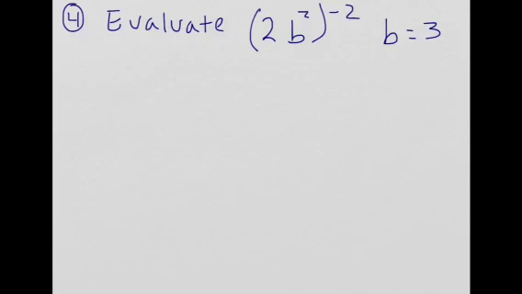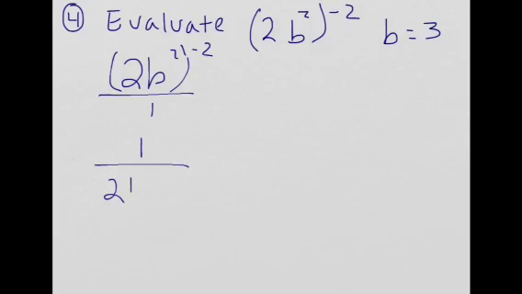Evaluate. So the first thing we're going to do is we're going to write our equation and get rid of our negative exponents. Because remember, the negative exponent is crying out, move me, I'm in the wrong location. So we're going to go ahead and put this in the numerator. Move me, I'm in the wrong location. So it's going to be 1 over 2b squared, and now we're going to use PEMDAS.